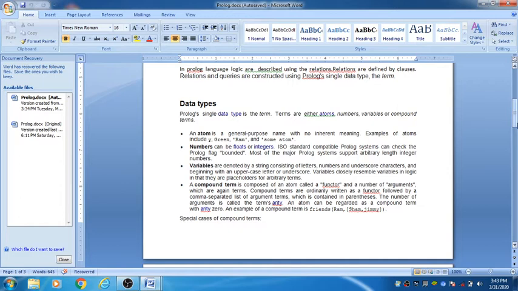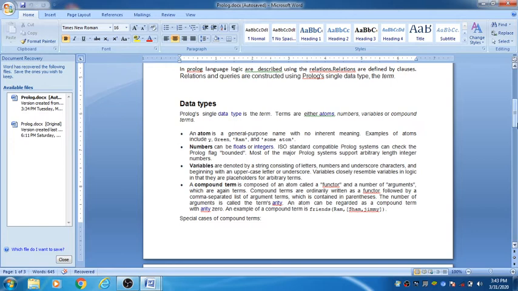What do you mean by the term atom? It's a general purpose name, and its value is not inherited from anything. X can be an atom, Y can be an atom, A can be an atom, any name of any person, name of any color can be an atom: Ram, Sham, green, red. Next, what are numbers? Numbers whose value can be integer or float, meaning they are bound to a certain value.